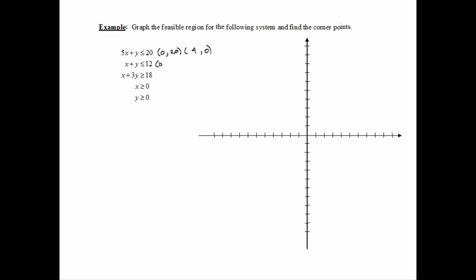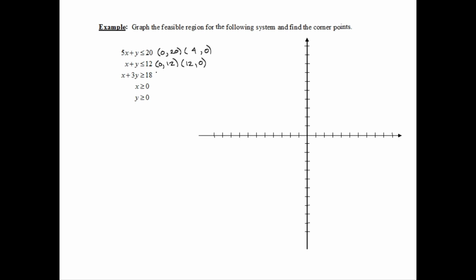We're going to set the x equal to 0. That gives me a y value of 12. Now we think of setting the y equal to 0. So I can think of this y term as going away, which gives me an x of 12.